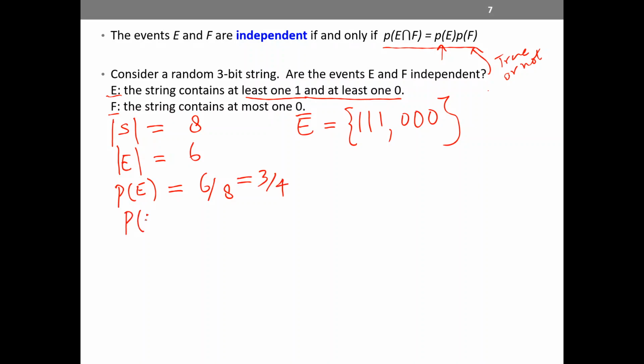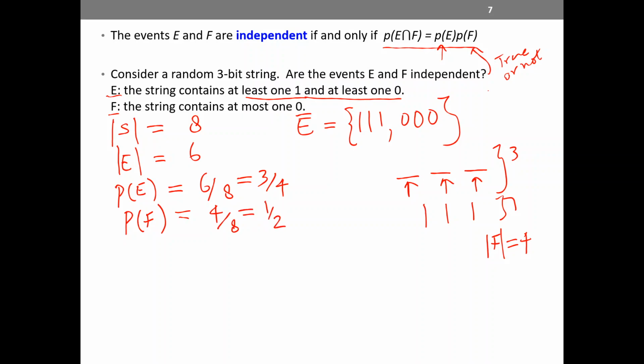Now let me find out the probability of F. The string contains at most 1 zero. There are 2 ways of finding it out. I can actually go and enumerate it. So I know that the 0 can take 3 different places, so 3 choose 1. There are 3 such strings. And in addition, there is the string where there is no 0, so at most 1 zero or less than that. So there is one more. There are 4 of them, so the cardinality is 4. And so the probability would be 4 over 8, which is 1 over 2.